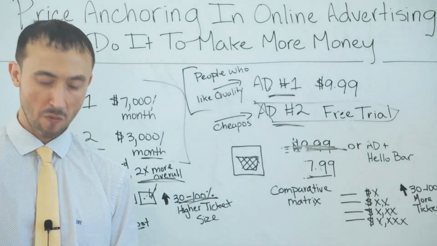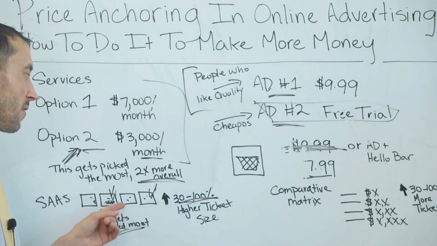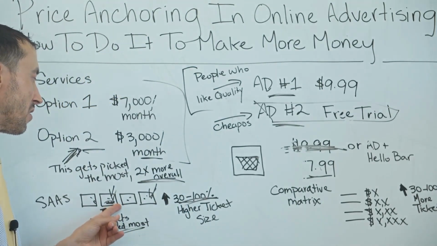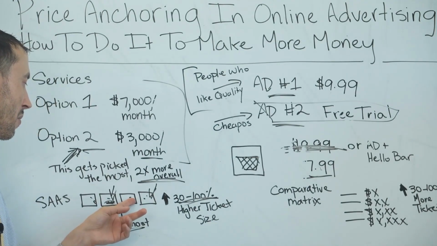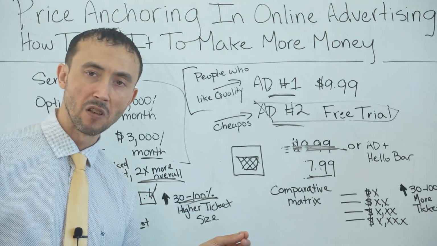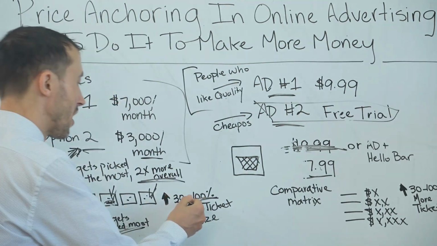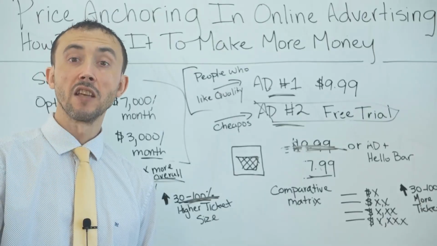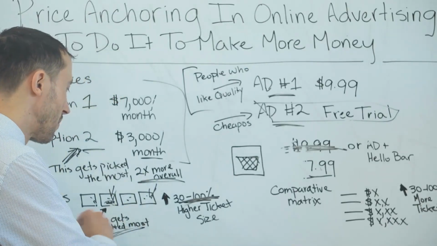So if you just offer your software for $30 a month, it's not going to convert nearly as well as if you had a $100 a month option, a $50 a month option, a $10 a month option, and then a $30 a month option second from the left. You want to do that every time if you're in software as a service. You're going to end up with a 30 to 100% higher ticket size in that case than if you only had one option.